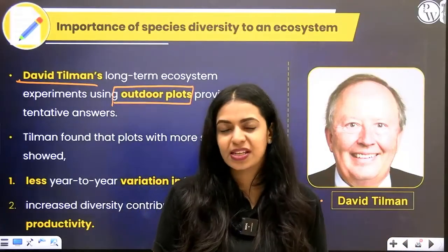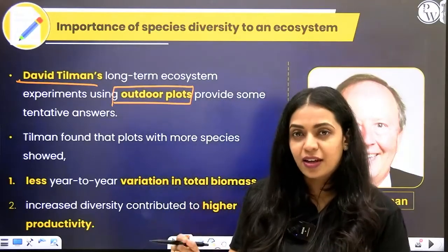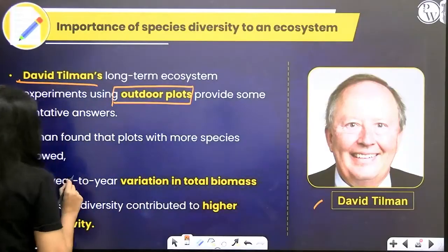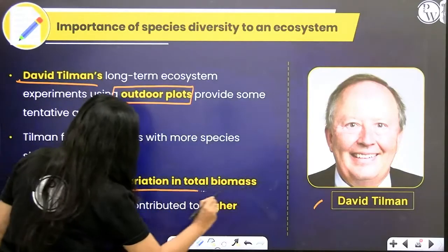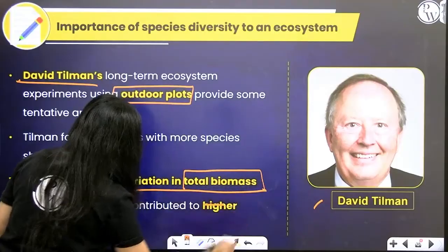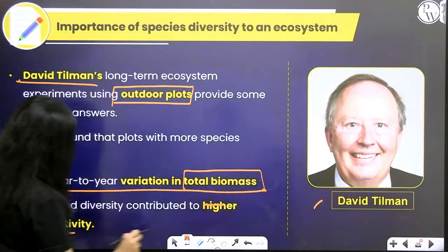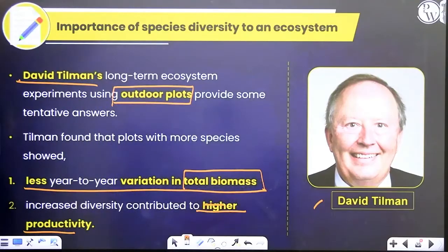What he found out from his experiments is that whichever areas or whichever regions had more species diversity, there was less year-to-year variation in total biomass and also higher productivity. Okay?